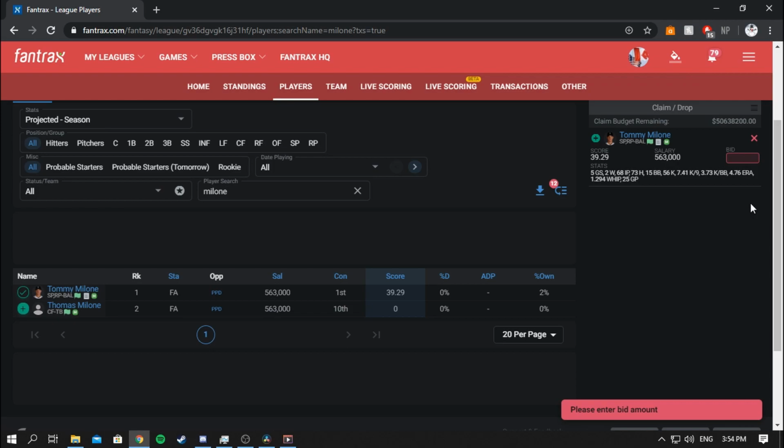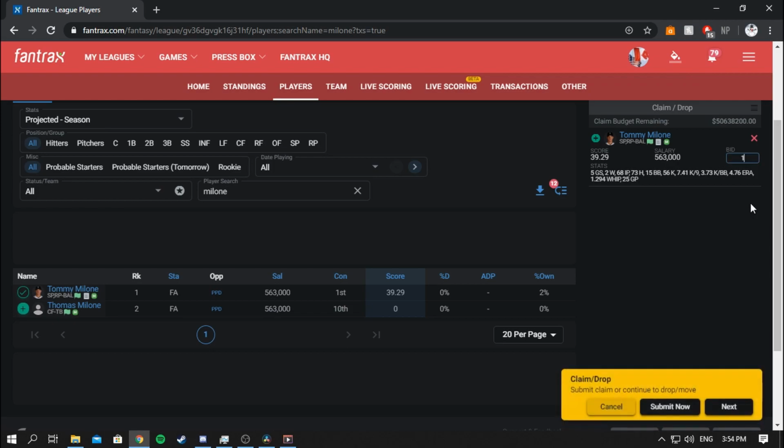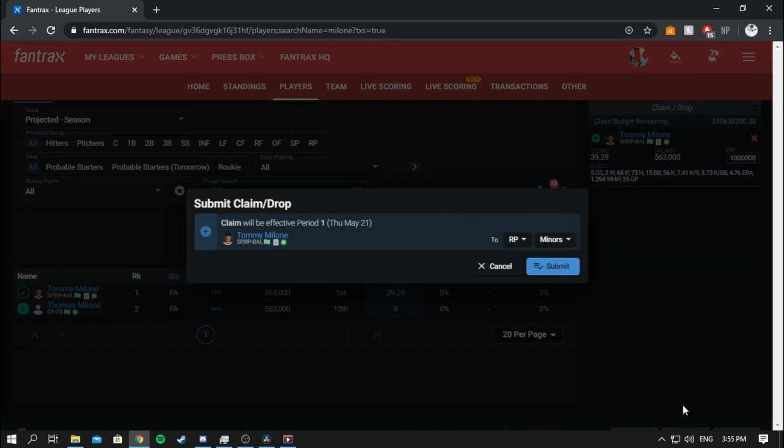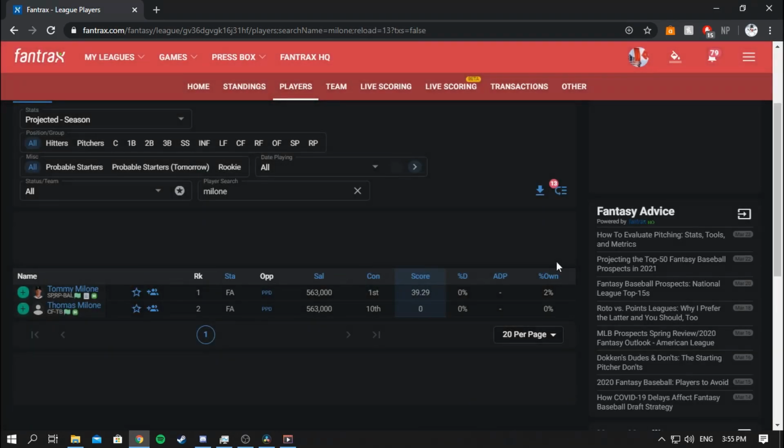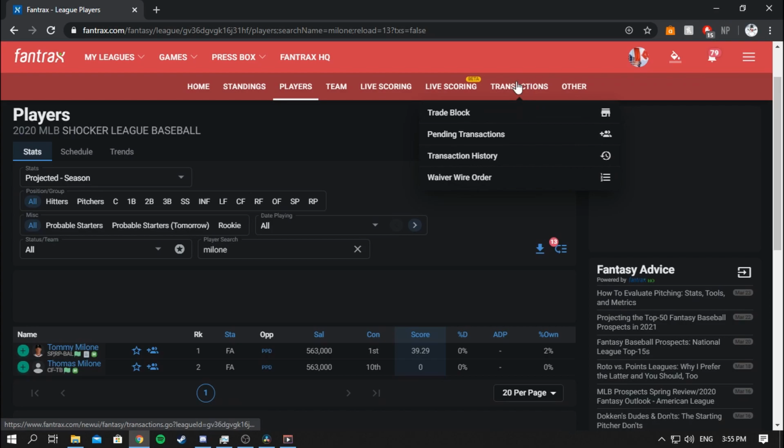And I can put another one in for $1 million. No, it doesn't make sense. Okay, I'll show you what I mean. I'm going to put another one in for $1 million. When you put in a second one, it won't let you do one higher. It'll let you do one lower, but I'll change it on the other screen. Okay, so now I have 2 in for Tommy Milone. I'll show you why you might do that.